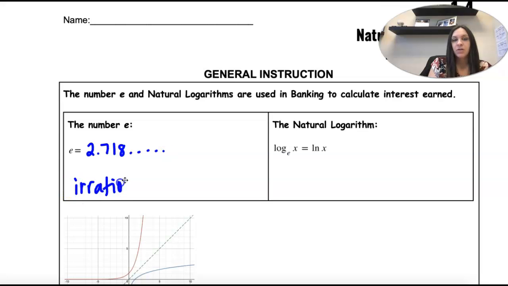So when a number goes on forever, it's an irrational number. And this one, like e, it's like pi. Okay, it's a number with a symbol, which is e in this case. Okay, and so the natural log comes from log base e. We say it natural log.